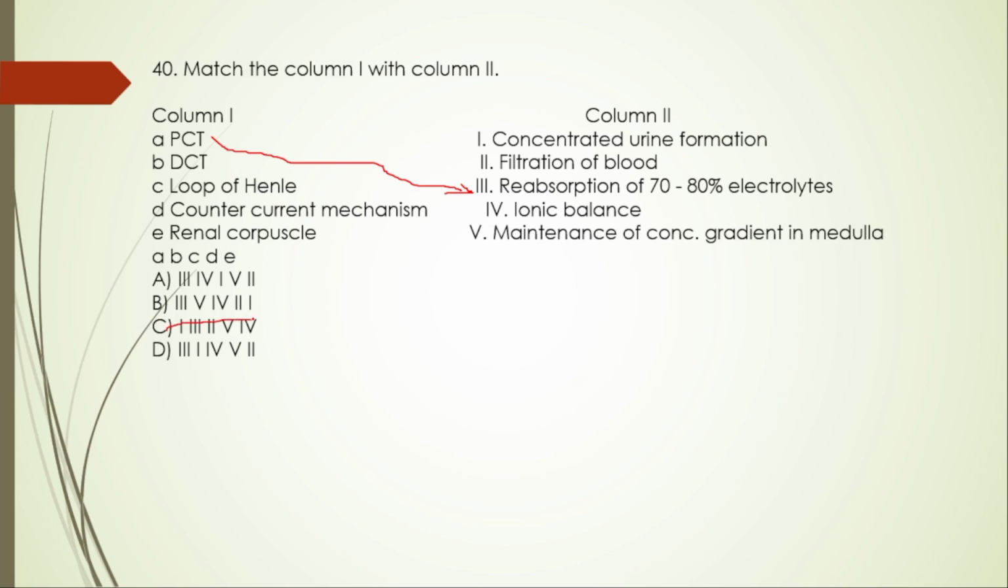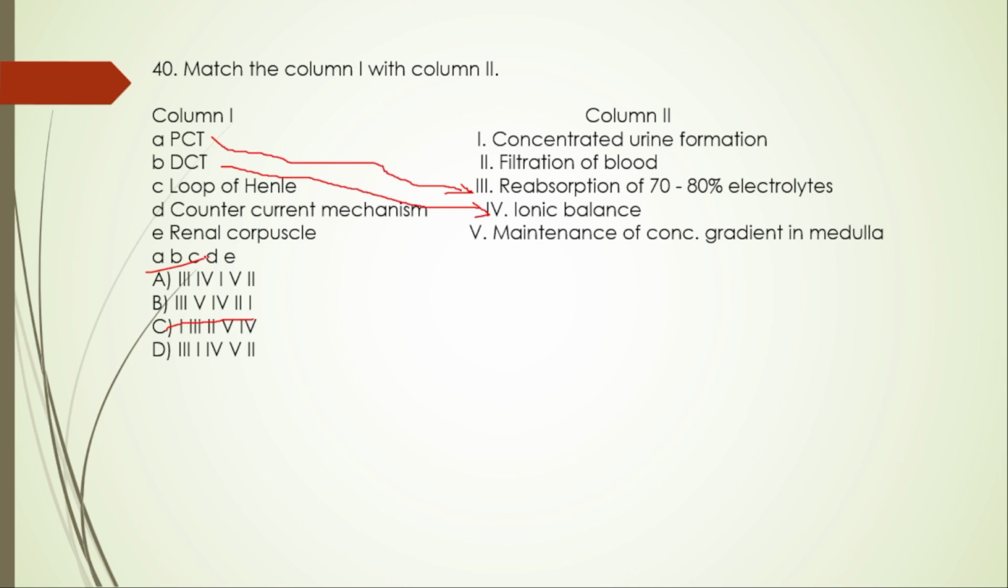So this option is eliminated. DCT is for what? Ionic balance. So B is for the fourth one. So the right option is option A.